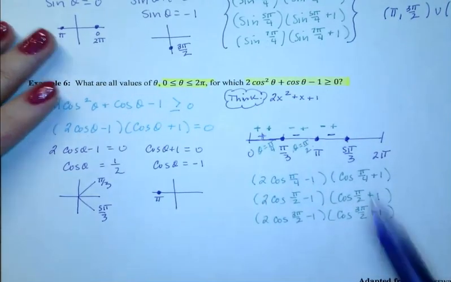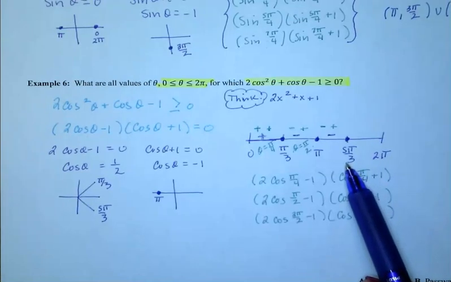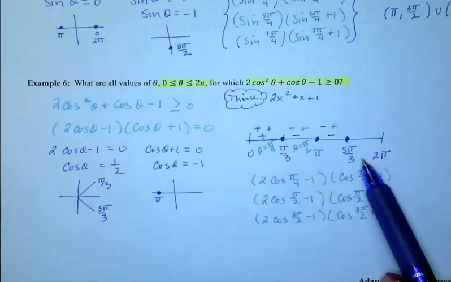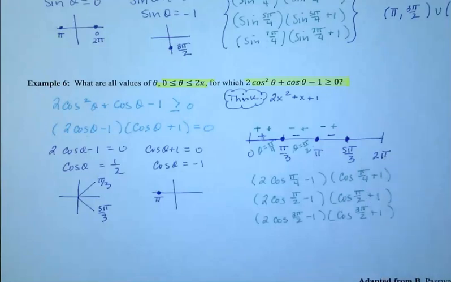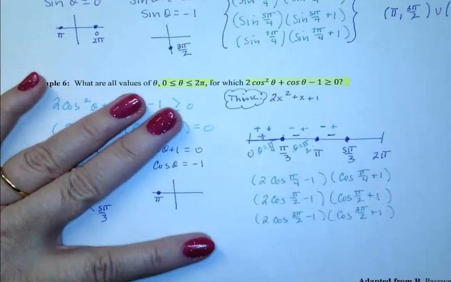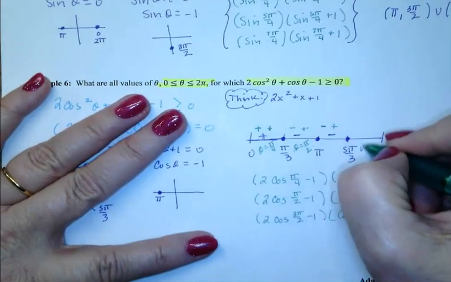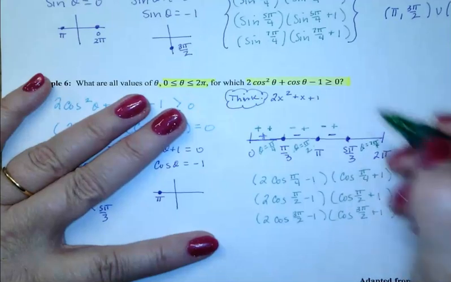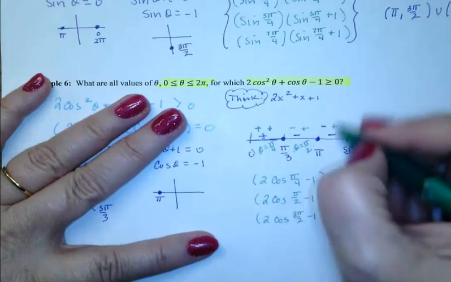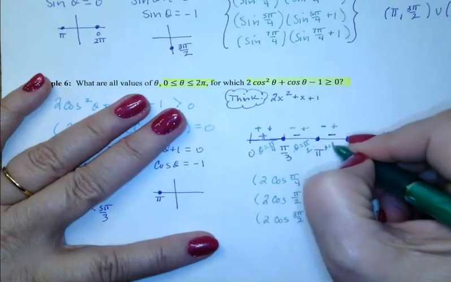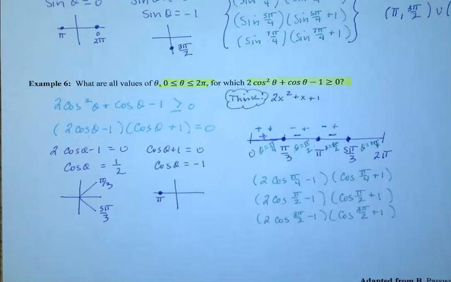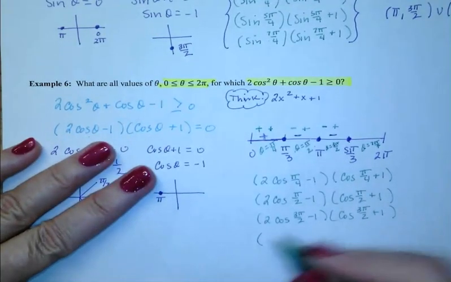Okay? So now we're going from 5 pi over 3, which is in the fourth quadrant, up to 2 pi. So I'm going to use, how about 7 pi over 4? So when I test that, I'm going to get theta equals 7 pi over 4. And what did we test here? We tested 3 pi over 2. All right. So now I'm looking at that piece of the number line.